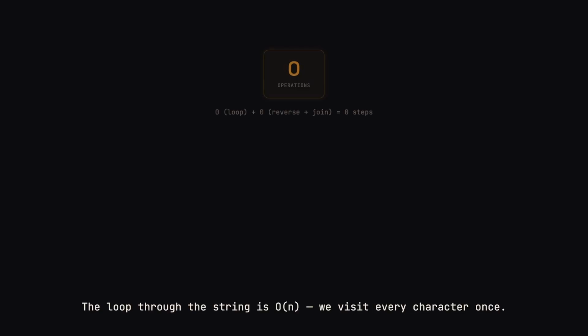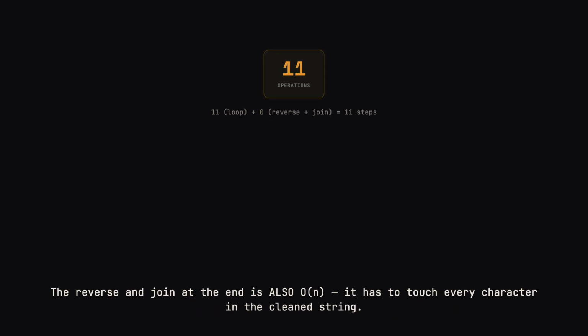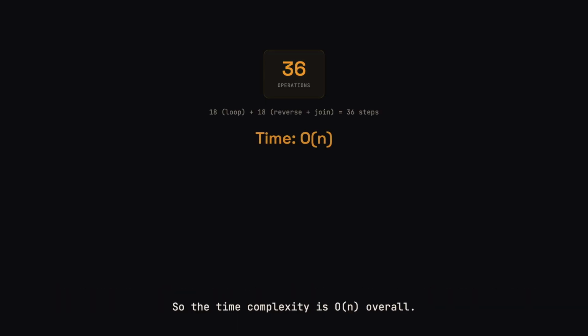Now let's count what this actually cost. The loop through the string is O(n). We visit every character once. The reverse and join at the end is also O(n). It has touched every character in the cleaned string. So the time complexity is O(n) overall.